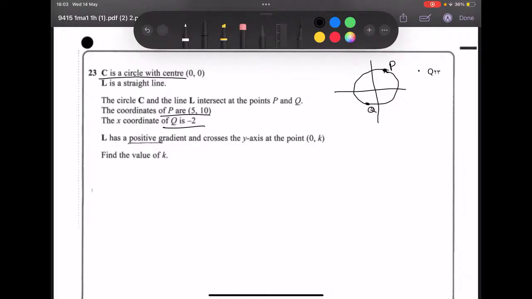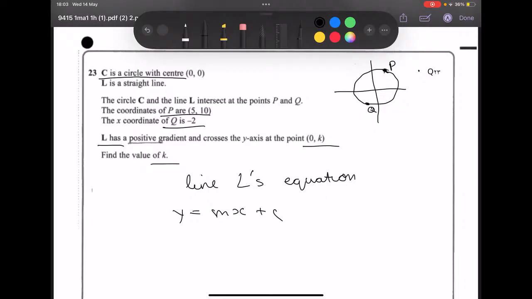Now what we are looking for is the value of k. The value of k is given at 0, k, which is the y-intercept for the line L. So what we are looking for is line L's equation. Now to do this, we use y equals mx plus c. And in order to find the gradient, we need to find the coordinates of point Q.